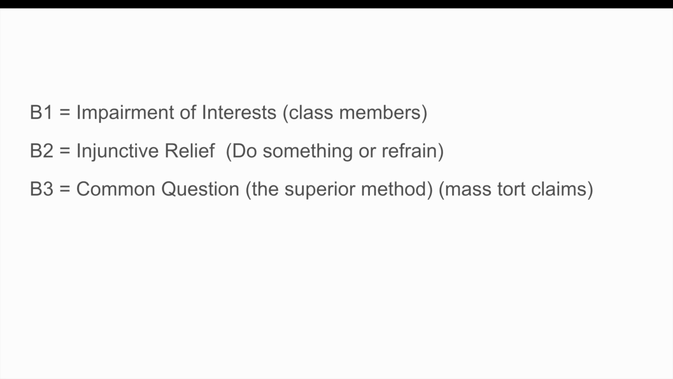Hay un daño en los intereses de los miembros. Hay un tipo de restricción para el B2 en donde se les dice que hagan o que no hagan algo. Y hay un punto común de hecho o derecho. Y en este tipo de demanda colectiva es donde son las grandes demandas a grandes compañías.